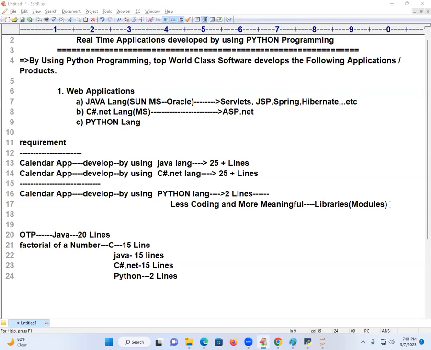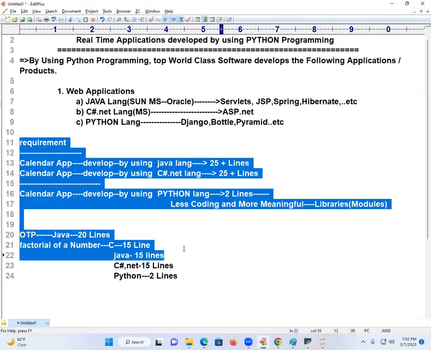Are you getting it? Right. Like other technologies, Python is going to contain what? Django is one type of technology. Next is called Bottle, one more type of thing. Next is called Pyramid. These are the technologies. We use the Python language in these technologies for development of what? Web applications. Now come on to the point, students.